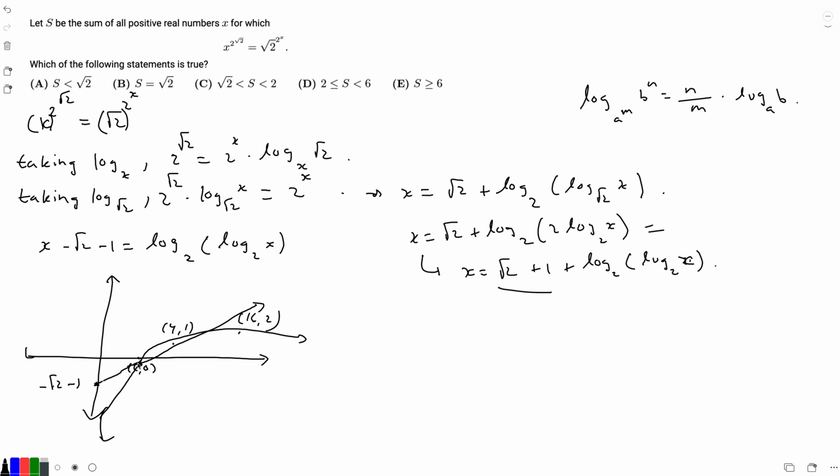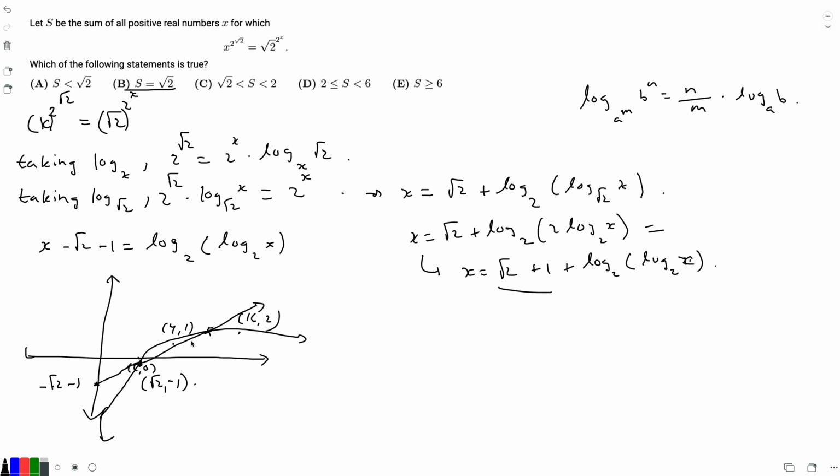So let's try to find it. We see that there are 2 distinct intersection points. Let's try to find one. Well, looking at the answer choices, we actually see some equality: S is equal to root 2. So let's just plug in root 2 into this. We get negative 1. Log base 2 of root 2 is 1/2, and log base 2 of 1/2 is negative 1. So that works, and that's actually an intersection point: (root 2, negative 1).